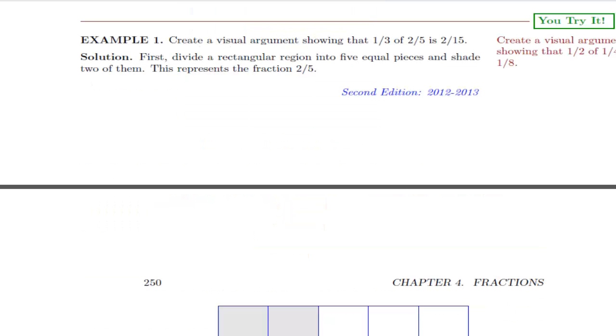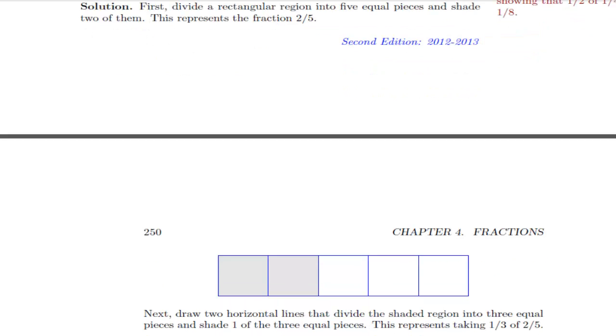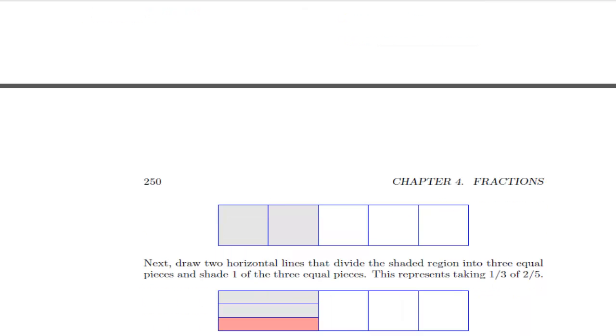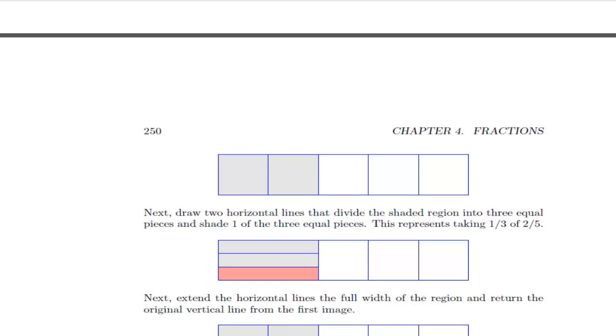Example 1. Create a visual argument showing that 1/3 of 2/5 is 2/15. Solution. First, divide a rectangular region into 5 equal pieces and shade 2 of them. This represents the fraction 2/5. Next, draw 2 horizontal lines that divide the shaded region into 3 equal pieces and shade one of the 3 equal pieces. This represents taking 1/3 of 2/5.